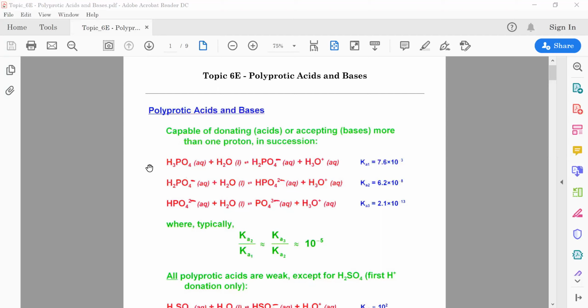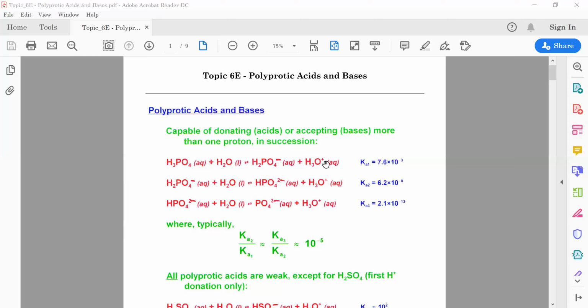One of the classic examples of a polyprotic acid is phosphoric acid. Phosphoric acid is a triprotic acid. That means that it's capable of donating three protons in succession, and the formula, as we already know, for phosphoric acid is H3PO4. Now, because it has three protons that it can donate, there are three separate equilibria that exist in an aqueous solution. In the first step, H3PO4 acts as an acid, donates a proton to water, forms its conjugate base, a dihydrogen phosphate ion, and a hydronium ion. Ka for that, which is referred to as Ka1 for the first step, is 7.6 times 10 to the minus 3.